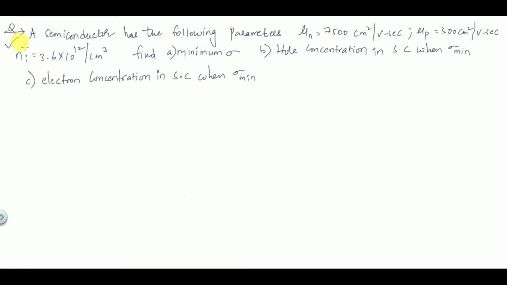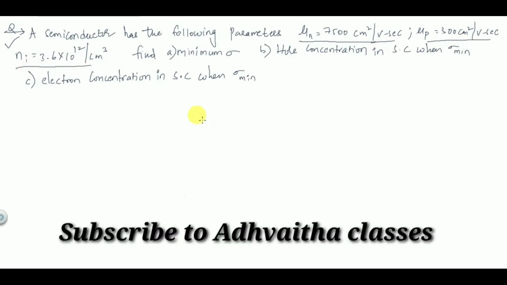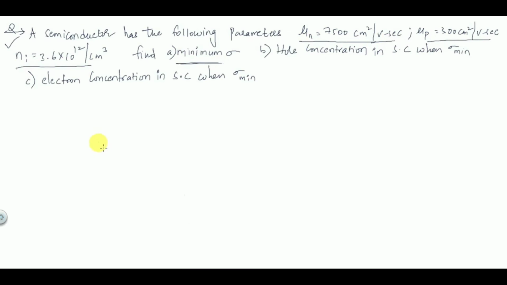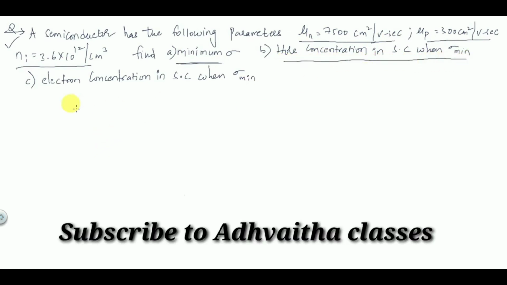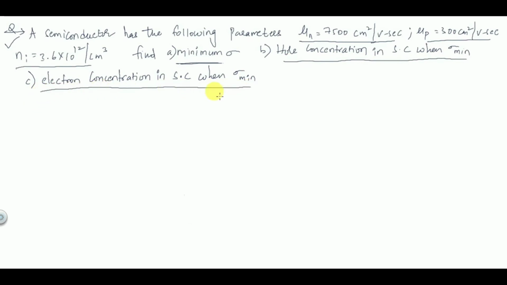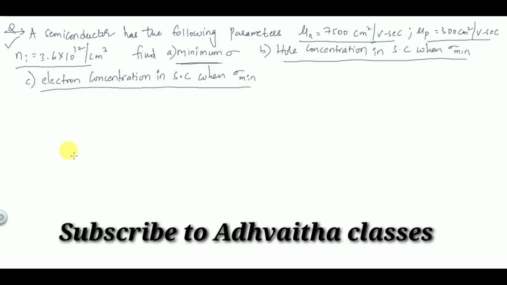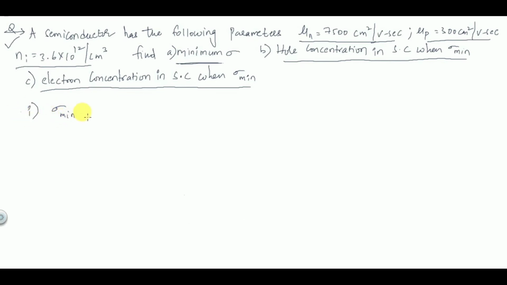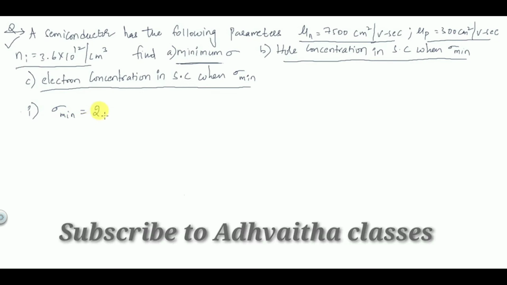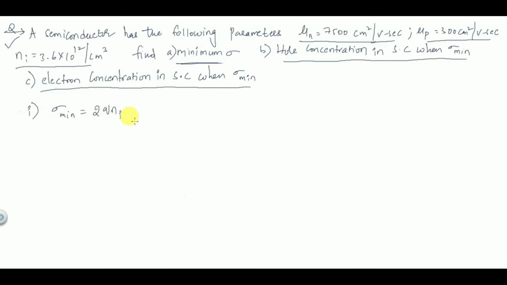So this is the problem. A semiconductor has the following parameters. He has given the mobility of electron, mobility of hole, and intrinsic concentration, and asked you to find the minimum value of conductivity, the hole concentration when the conductivity is minimum, and similarly the electron concentration when conductivity is minimum. First question, the minimum conductivity, we have just solved. The formula is given by 2 q ni into root of mu n mu p.